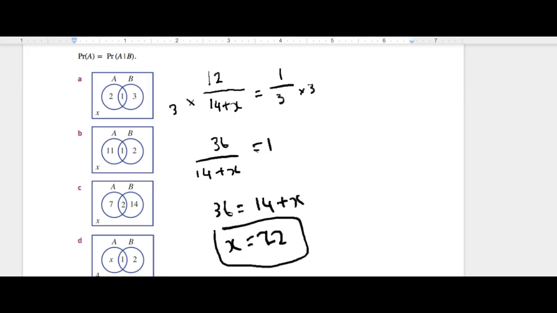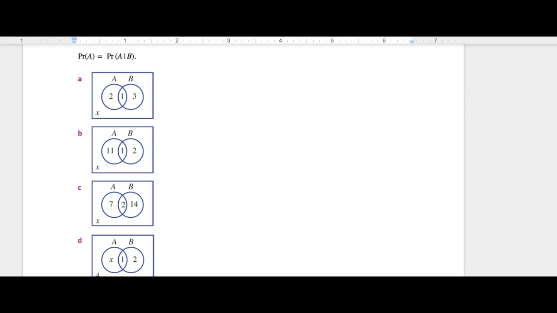If you want, have a go at doing C and D, and then you can check your answer, or you can keep following me. Let's go quickly this time. So the probability of A is 9 over 9 and 14 gives me 23 plus X, which is equal to 2 over 16.